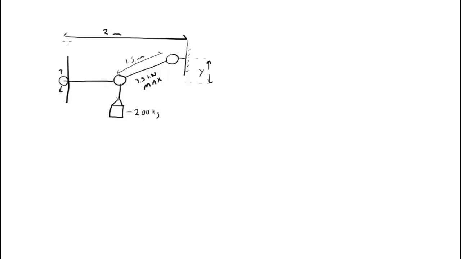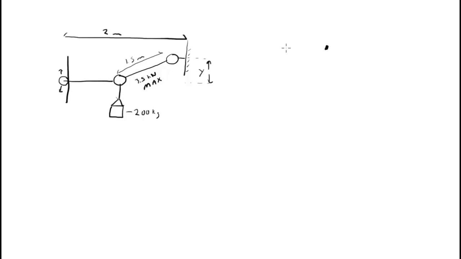We're also told that there's a distance of 2 meters from this wall to that wall, that this particular rope is 1.5 meters long and can withstand a force of 3.5 kilonewtons maximum. And the question is, what does this distance y need to be in order for this system to support this 200 kilogram load? So let's follow our steps. Step 1 is to draw the particle. So here's our particle. Step 2 is to draw the forces.